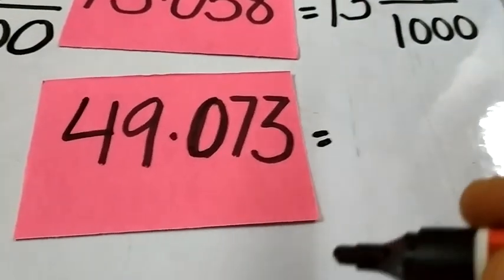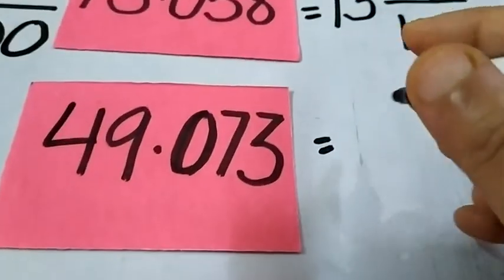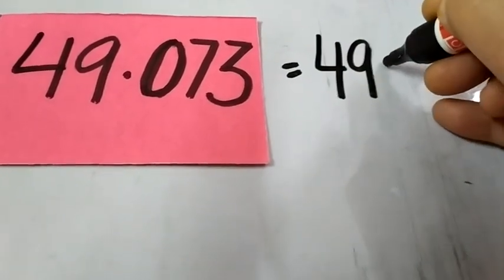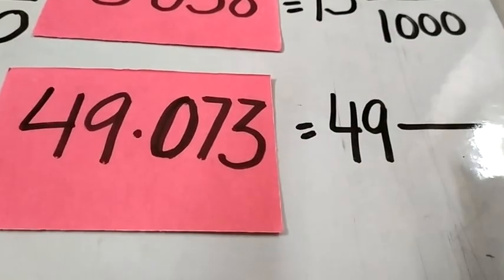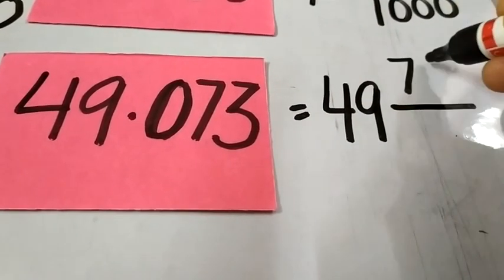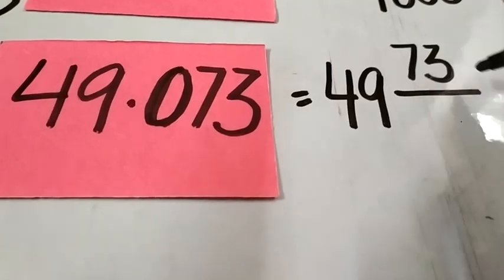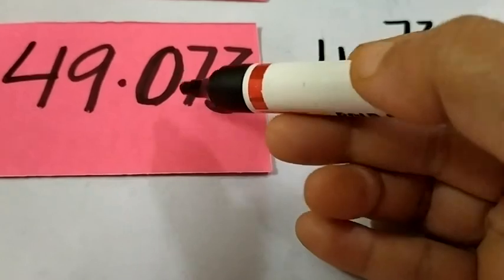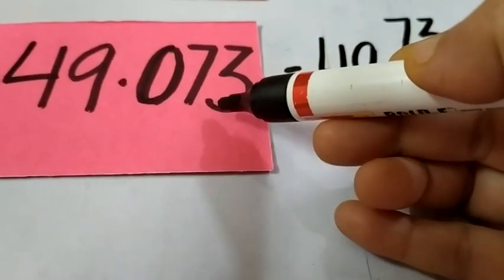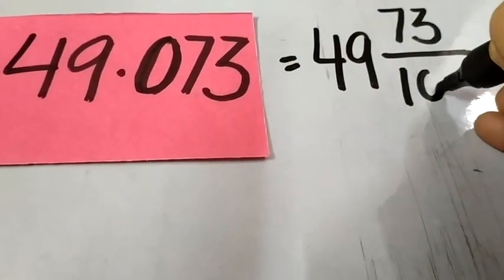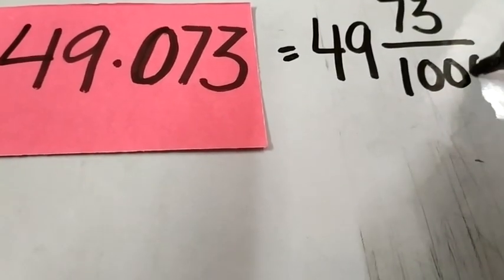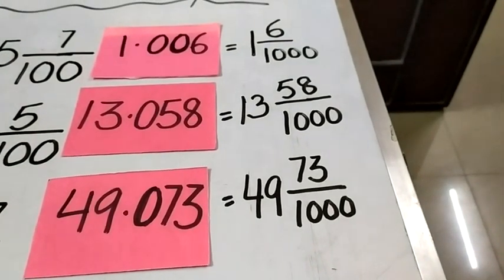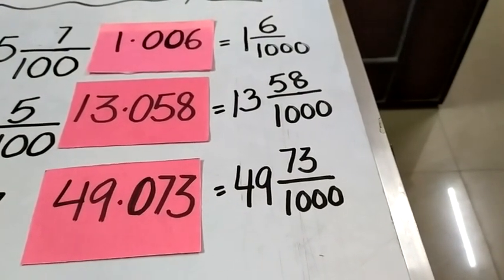Okay. Coming to the next one, I hope now you can tell me, yes, 49, very good. Then start writing fraction, and this is 73. We are not writing 0, and you know why. I hope you can explain why we are not writing 0. And 10th, 100th, 1000. So denominator is 1000. Clear? So this is how it will come out. We have to write decimals as fractions.